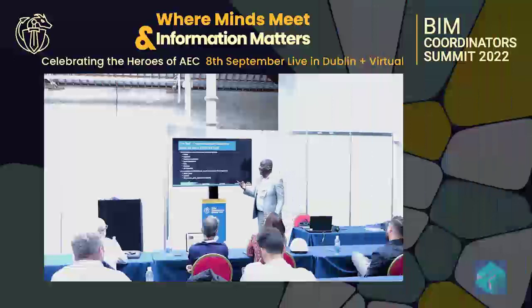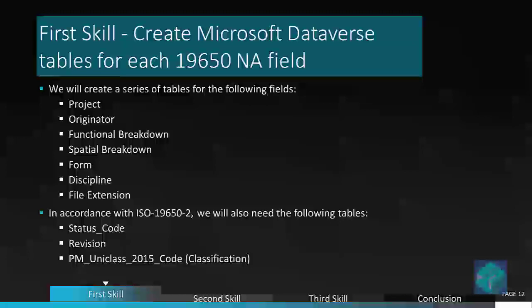So the first skill is creating a series of these tables around the key fields that are used within the national annex. I've added file extension here. I know there's number in there as well, and obviously I will add in number too, but these are the ones we're going to create so that you understand how it's pulled together. I thought it'd be useful to put in file extension so that you could filter the list by file extension. And of course, you need your status code, your revision, and your classification. Yeah?